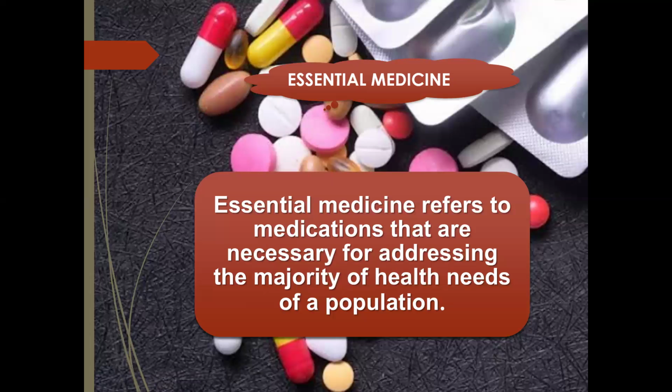The first essential medicine list was developed in 1977 by the World Health Organization. And since then, the WHO has been updating this list. According to the WHO, this list of essential medicines is grouped into two.